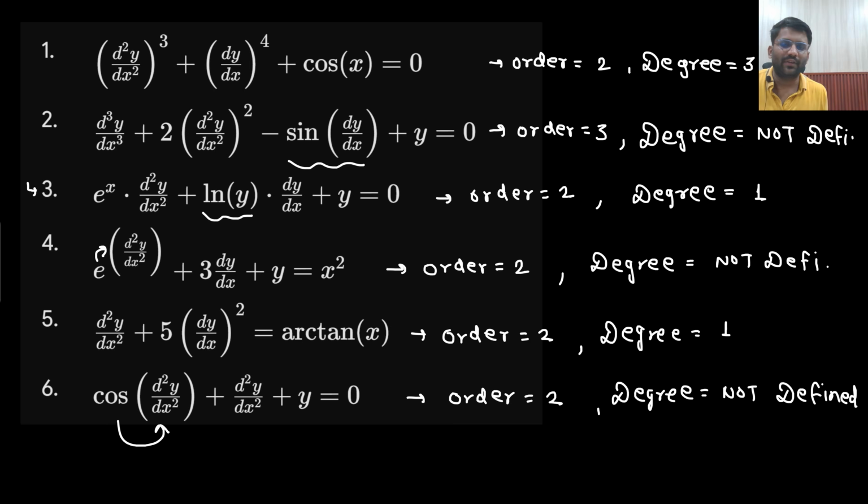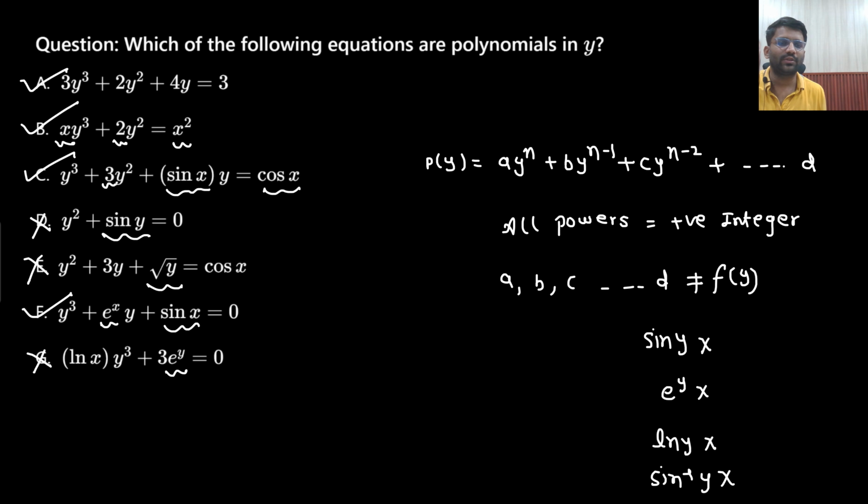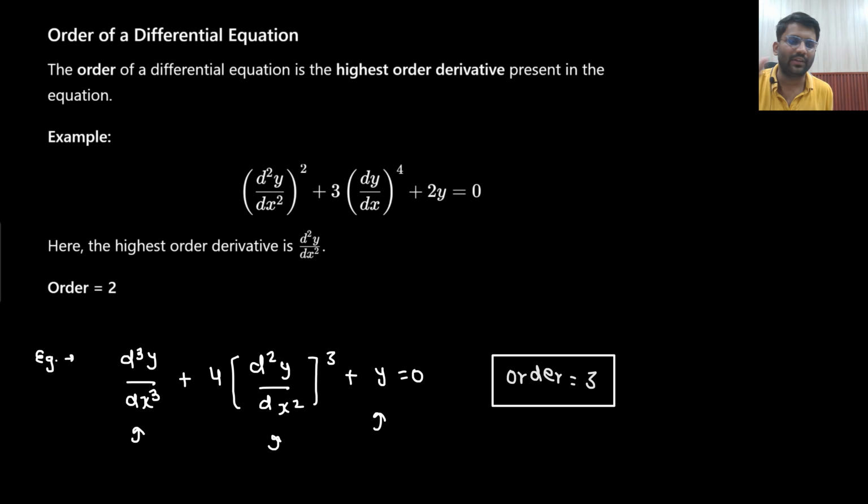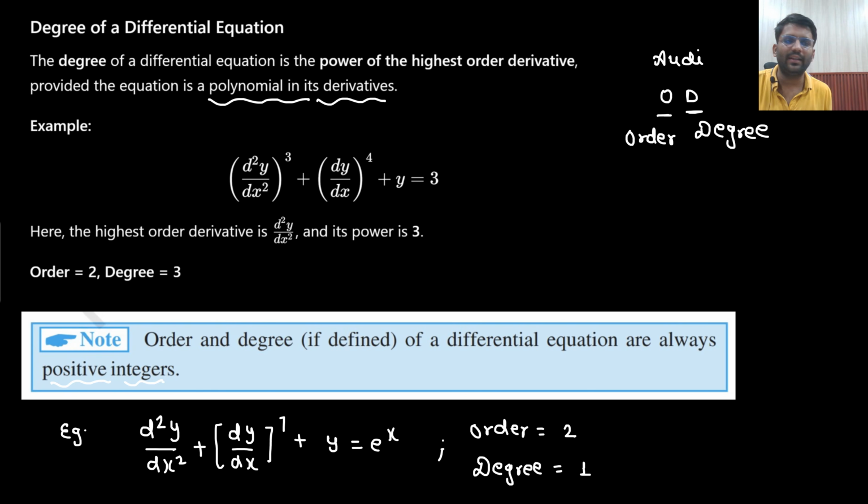So every example that we have seen, from these examples only questions will be framed. A lot of students often struggle in this particular topic, but we have seen it in a very convenient way, starting from order, maximum differentiation. That's it. Then degree, power of maximum differentiation. Always it will be an integer.